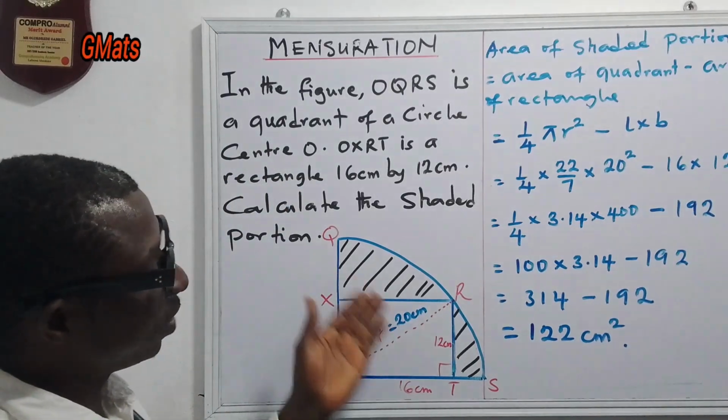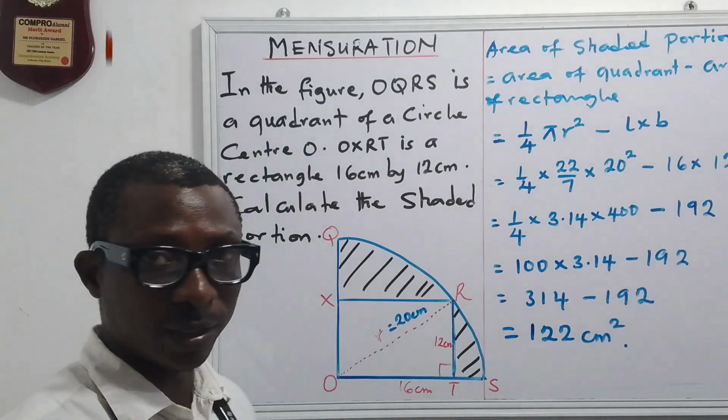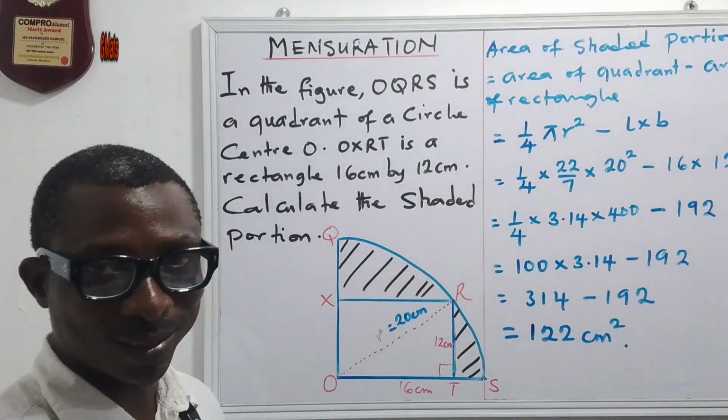So the area of the shaded portion is 122 centimeters square.